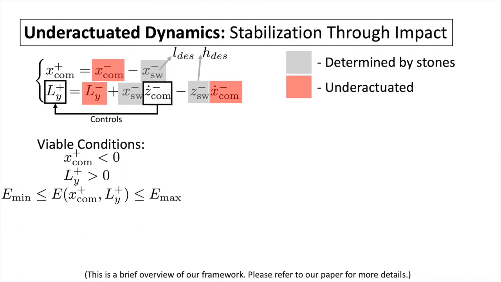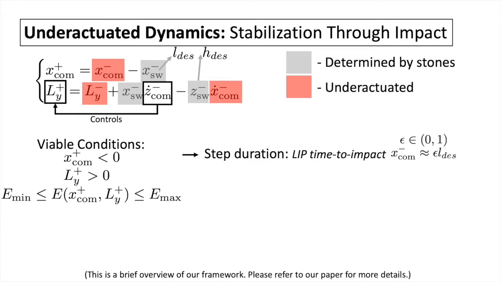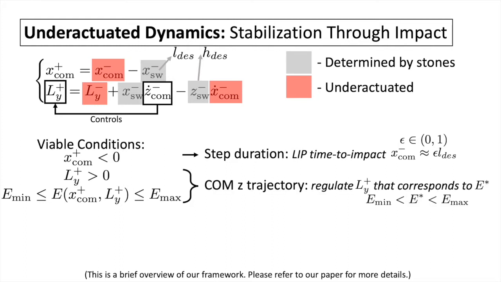This left us with only the COM vertical velocity to regulate post-impact angular momentum. To remain viable, the underactuated COM forward position is regulated by step duration, computed from the LIP time-to-impact function for pre-impact COM x reaching some ratio epsilon of the current step length. The last two conditions can be achieved by controlling the vertical COM so that the post-impact angular momentum corresponds to a desired orbital energy E star. Together with other polynomial-based trajectories, all the outputs are then tracked using a task space QP controller.